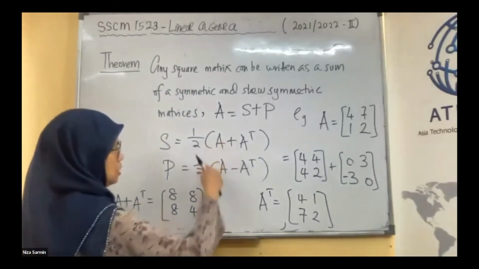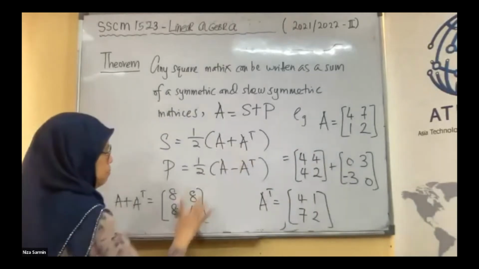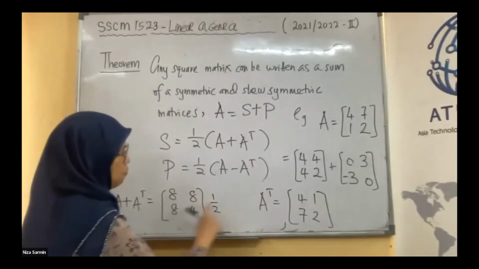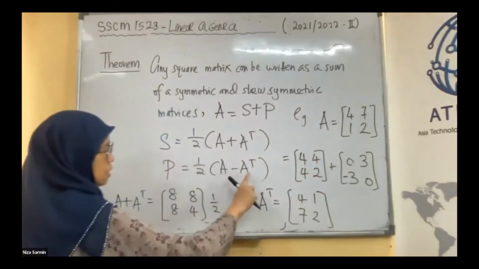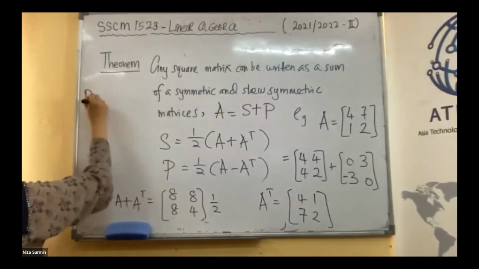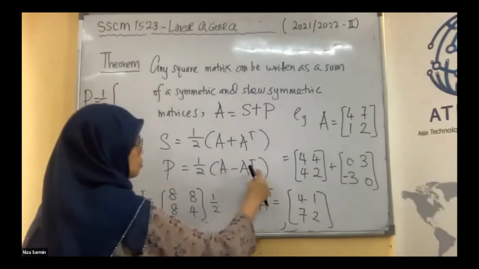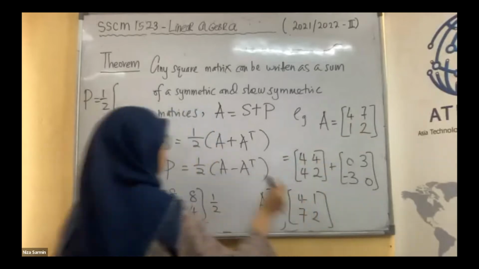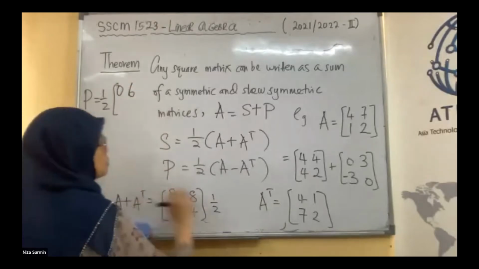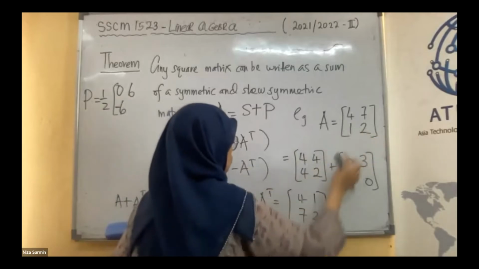But directly using this formula, given A, you can directly calculate A plus A transpose, and then take half of this, you get 4, 4, 4, 2. And the other way around, you can calculate that. So P is half of A minus A transpose. 4 minus 4, 7 minus 1, 1 minus 7, 2 minus 2.